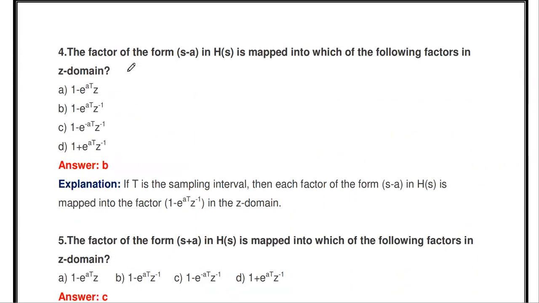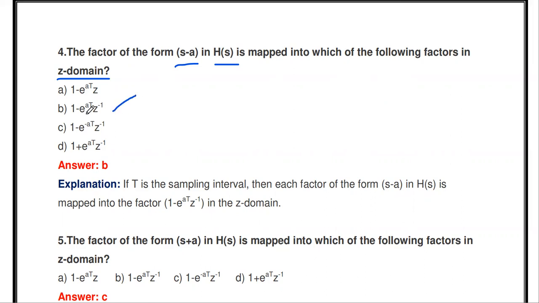The next question: the factor of the form S minus A in H of S is mapped into which of the following factors in the Z domain? If H of S has the term S minus A in the denominator, then it is mapped in the Z domain to 1 minus e power AT Z inverse. So S minus A is mapped to 1 minus e power AT Z inverse.